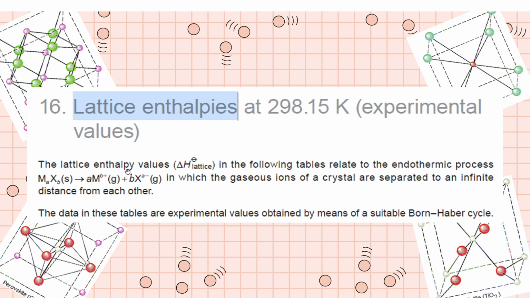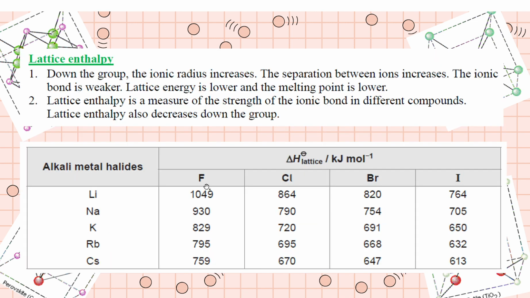The standard situation. The lattice enthalpy is the energy required to break down the ionic compound from the solid state to the gas state, but still as ions. This is the definition, and then they have the data below. Remember, the higher the lattice enthalpy, the stronger the bonding. And you can see clearly this phenomenon down the group. The ions are separated more, so the ionic bonding is weaker, so the lattice enthalpy is also lower.